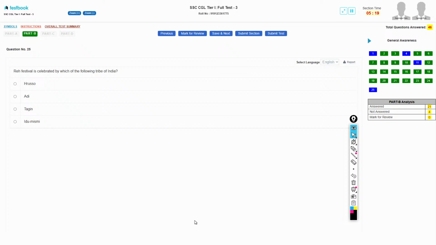And the last one is Ray Festival. Ray Festival is celebrated by which of the following tribes? I have never heard of it, so I will skip.